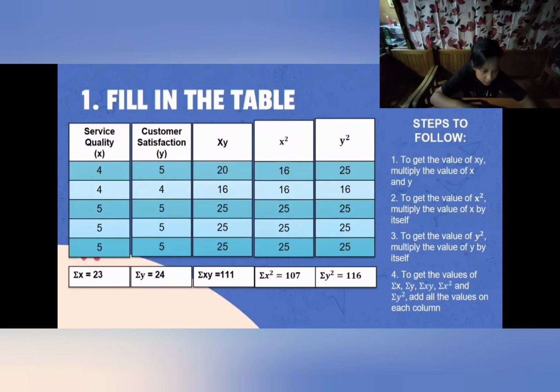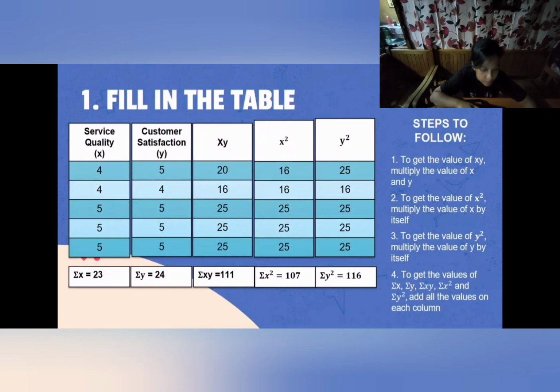Next step, to get the values of summation of X, summation of Y, summation of XY, summation of X squared, and summation of Y squared, add all the values on each column. It means we will be adding all these values, and that would be the answer for the different sums. First one, 4 plus 4 plus 5 plus 5 plus 5, 23. 5 plus 4 plus 5 plus 5 plus 5, 24.